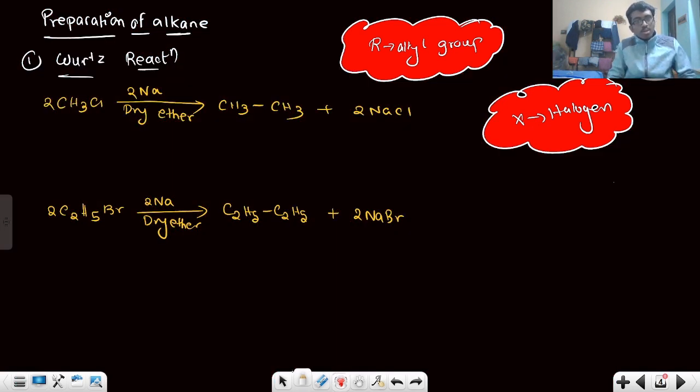Sorry. See here, CH3 is the R group. Is it or is it not? CH3 is the R group over here. Can I say that CH3 is the R group over here? Right. So can I write 2RX, because this is the X group and this is the R group? So can I write 2RX? I can write, no doubt. So I am writing 2RX in place of this.